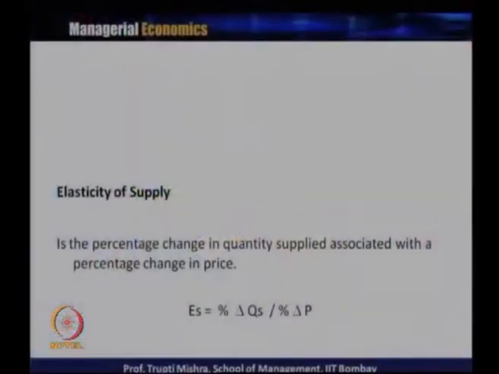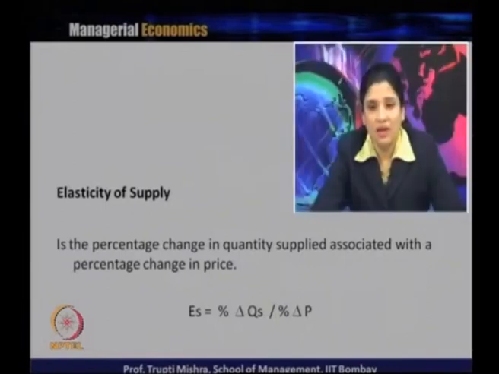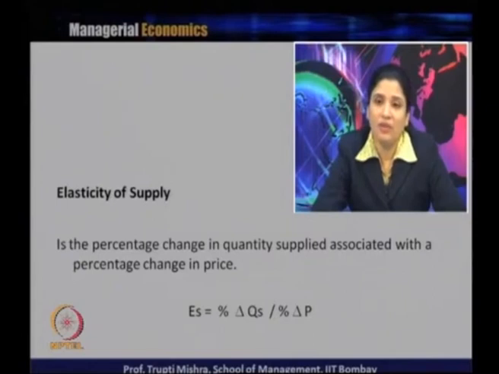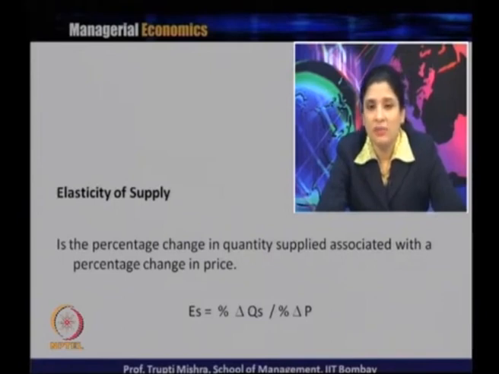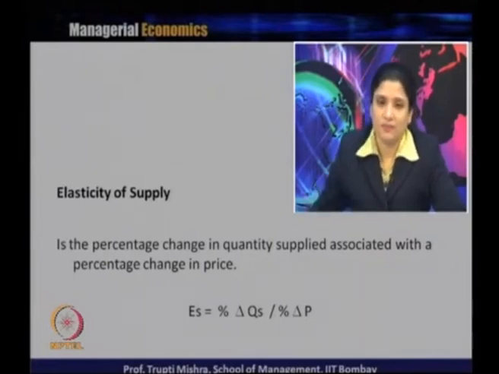Generally, we know that when there is a change in the price, that leads to a change in the quantity supplied. So, we'll calculate the elasticity of supply using the percentage change in the quantity supplied associated with the percentage change in the price. Here, quantity supplied is the dependent variable and P is the independent variable. Whenever there is a change in P, that leads to a change in the quantity supplied, and elasticity of supply captures the percentage change in the quantity supplied associated with the percentage change in the price.